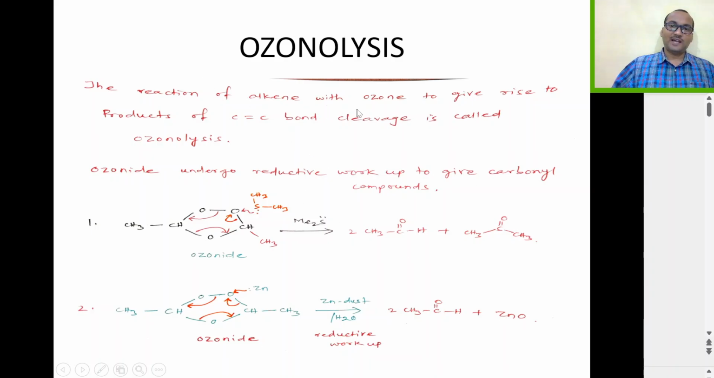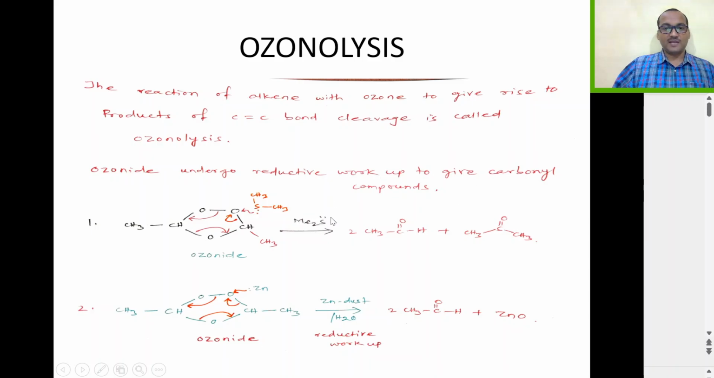So the reaction of alkene with ozone to give rise to the product of C double bond C bond cleavage is called ozonolysis. So basically what happens here, this alkene will undergo cleavage giving rise to different products. So the ozonide undergoes reductive workup to give carbonyl compounds mainly.